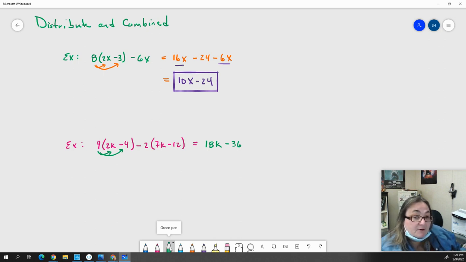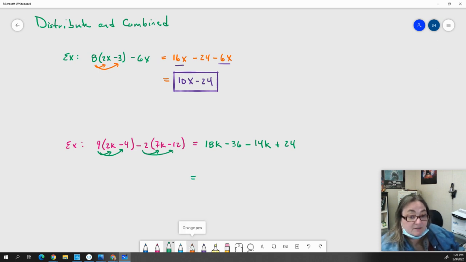So now I can move over here and I can go, well, I've got this negative 2 that I need to multiply times 7k. And I get negative 14k. And then I have to multiply that negative 2 times negative 12. Negative times a negative is a positive, so I get positive 24. And now I can combine my like terms to get the solution.